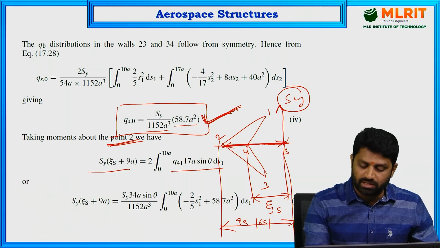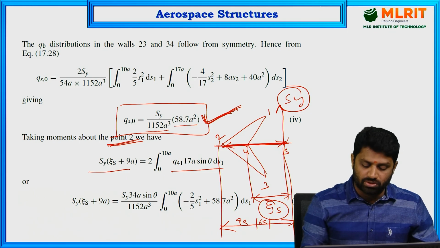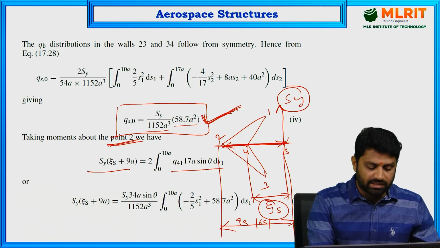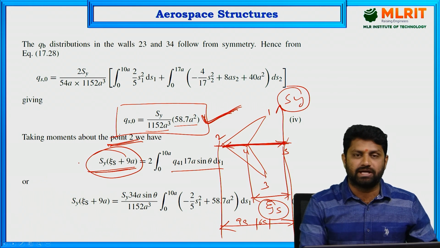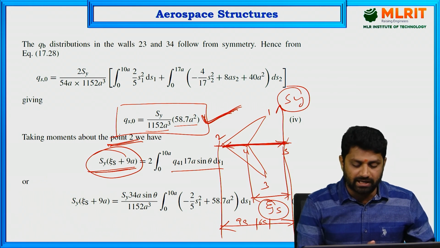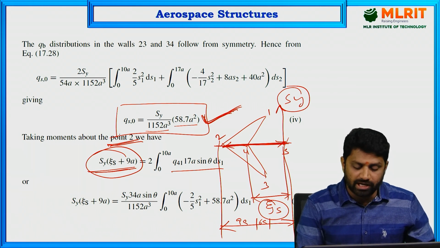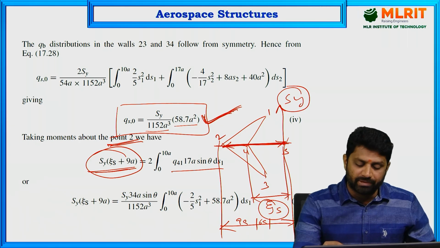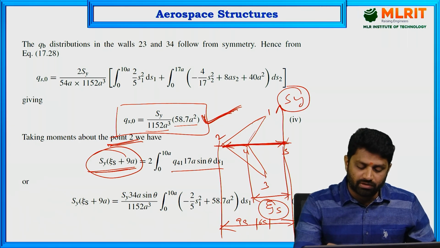So from here to here it is zeta s, and from here to here it is 9a. So zeta SY into zeta s plus 9a is the moment due to the shear load on the left side. And on the right side you have to write moment due to shear flows. Now how many walls are there? 4-1 is one wall, 1-2 is one wall, 2-3 is one wall, 3-4 is one wall.